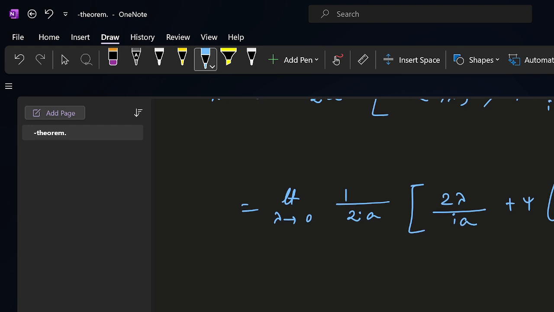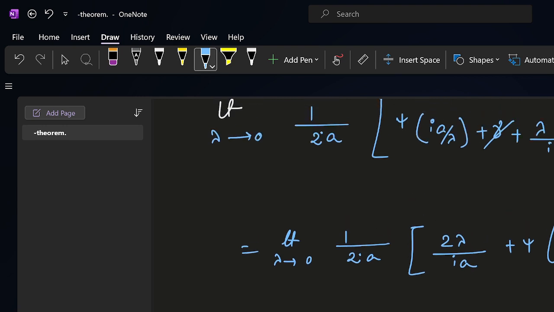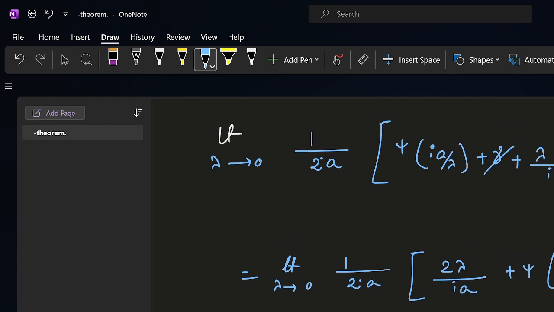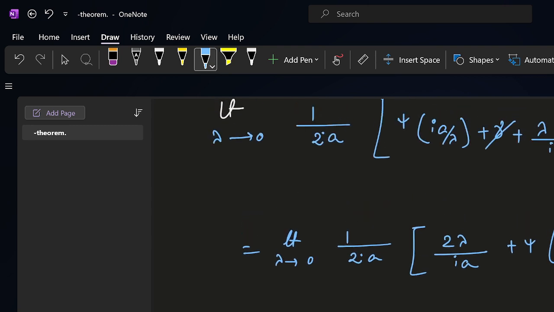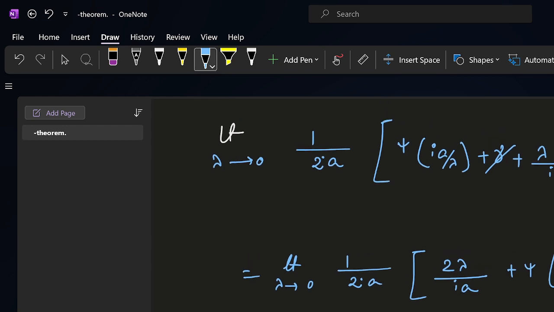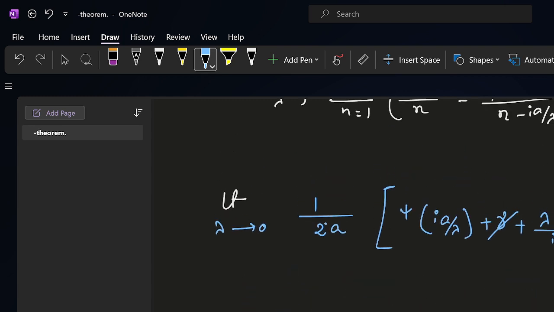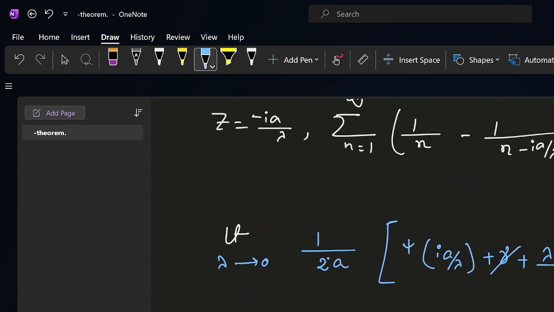Now where we are stuck is basically, I think, yeah, we have to get the values of psi of ia by lambda to actually proceed further. Just let me check if I have done properly up to this part. So 1 plus ia by lambda in, oh sorry, I had made a mistake in expressing that form.